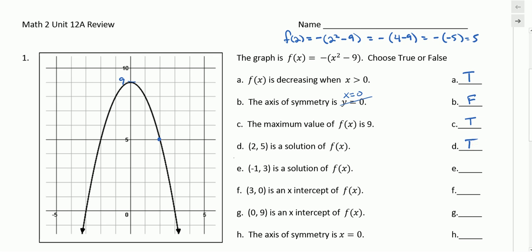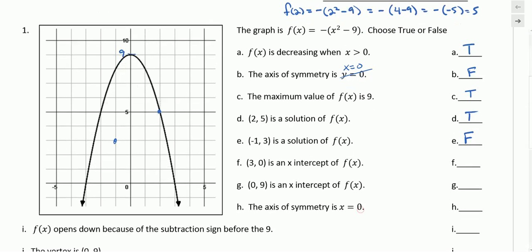Negative 1, 3 is a solution. That point is nowhere near our graph, so that's false. 3, 0 is an X-intercept. It appears that way. We could check. If I plug in 3, I'm going to get 0, so that's true. 0, 9 is an X-intercept. That's false. You can see that from the graph. And then the axis of symmetry is x equals 0. We established that already in part B, so that's true.